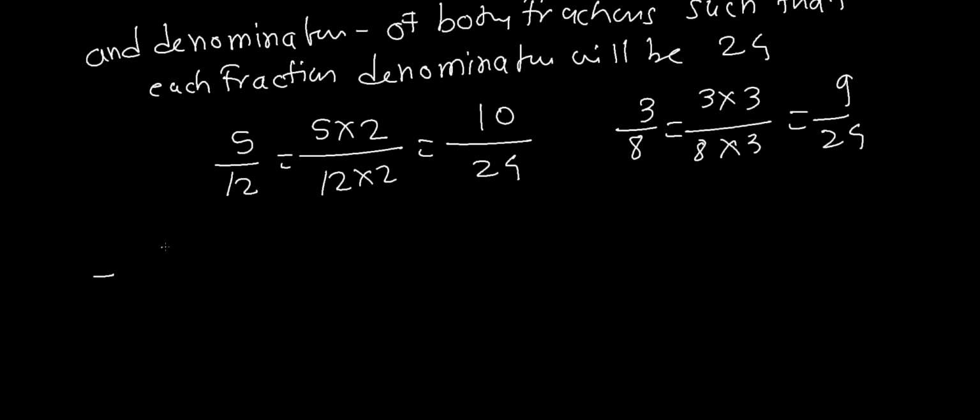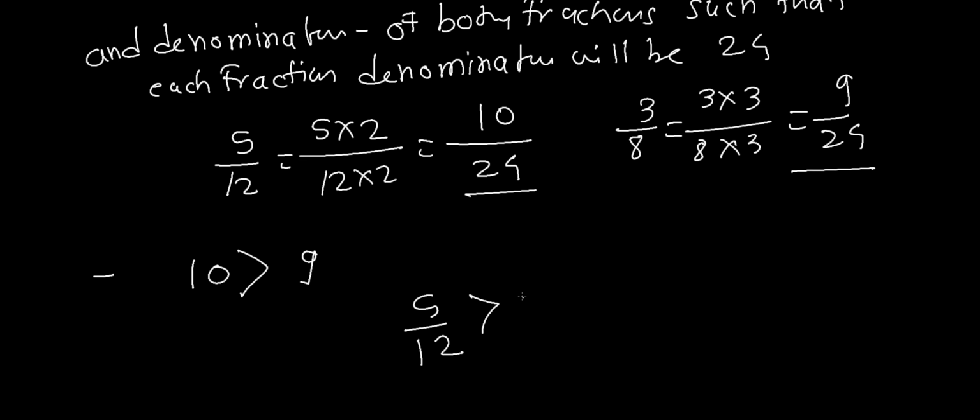And now as these are like fractions, we can compare their numerators. So 10 and 9 are the numerators, and 10 is greater than 9. Hence the fraction with numerator 10, that is 5 by 12, is greater than the fraction 3 by 8. That is, the ratio 5:12 is greater than the ratio 3:8.